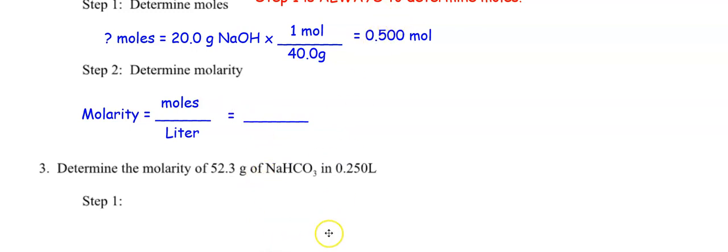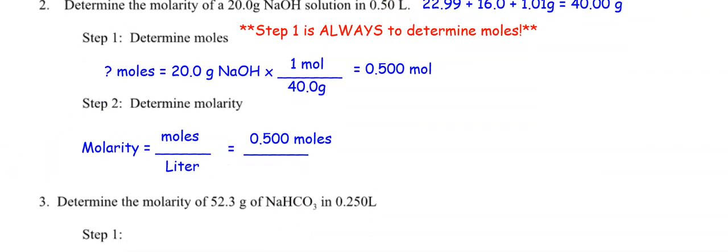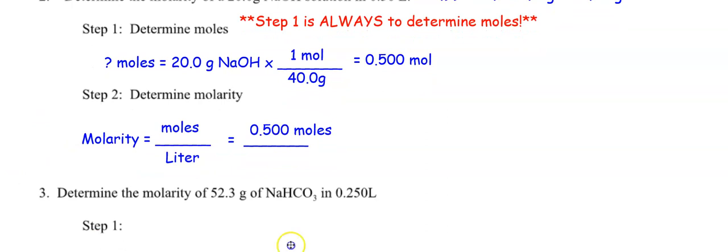Well, I know I have 0.500 moles there. What was my volume, by the way? 0.50 liters. Hey, folks, it's already in liters. I don't have to do anything funky to that. So it's 0.5 divided by 0.5? It's 1. Is it just 1 or is it 1.0? Why is it 1.0? If you have 3 sig figs here and you have 2 sig figs here, then we need 2 sig figs here.